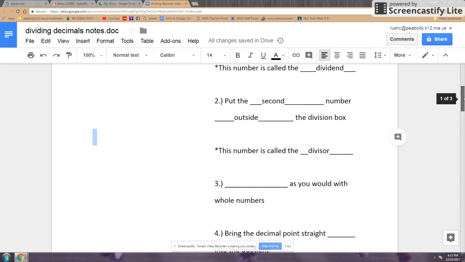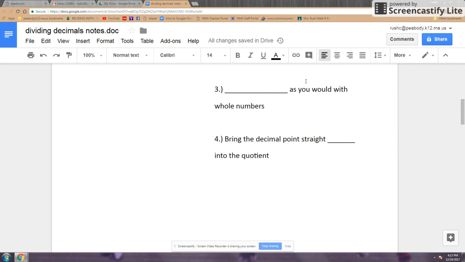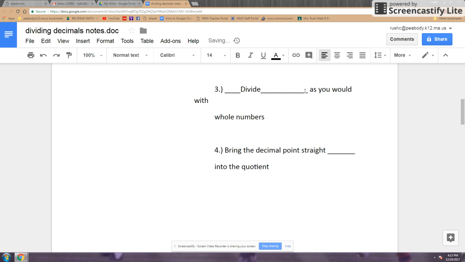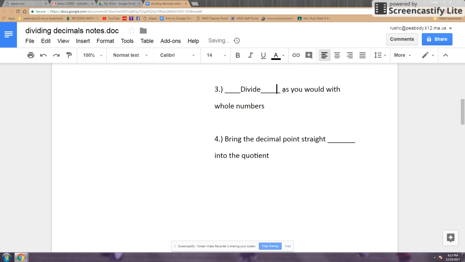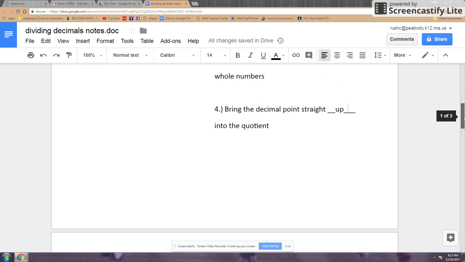All right, two more steps. Step 3, we now divide as we normally would with whole numbers. That's once we have our problem set up, we just divide as we would with whole numbers. And step 4, bring the decimal point straight up into your answer, or into the quotient. All right, great. Now flip over, we're going to try a couple problems together.